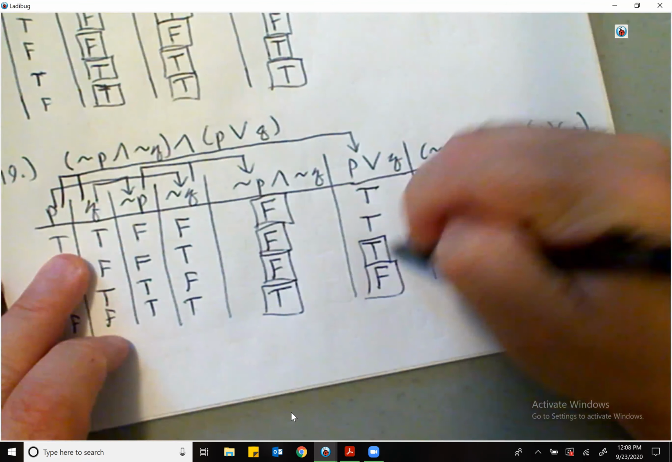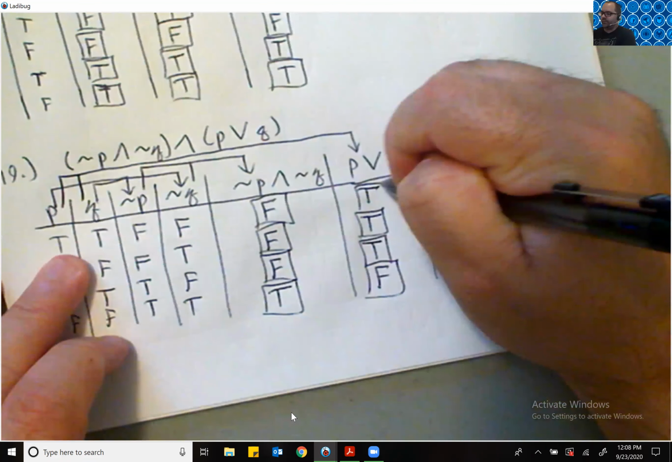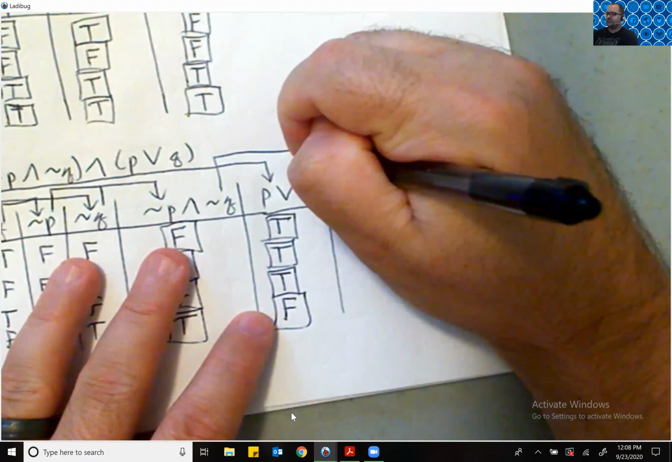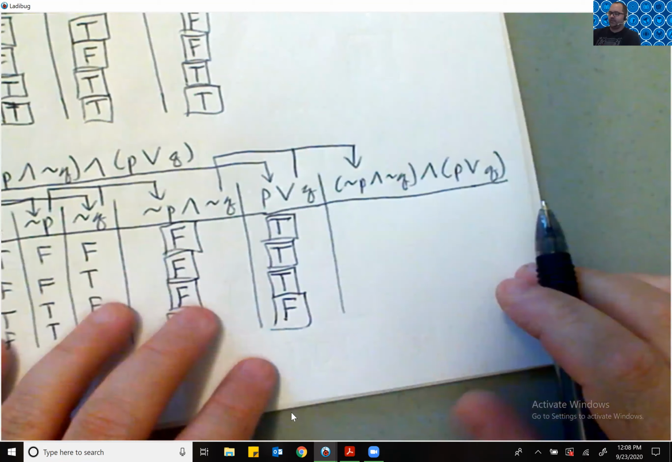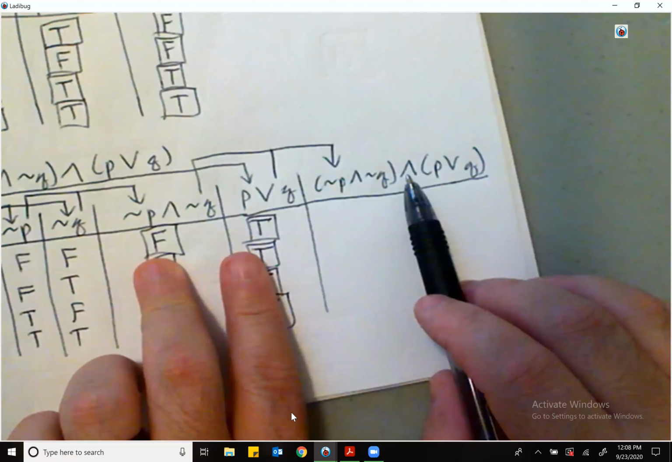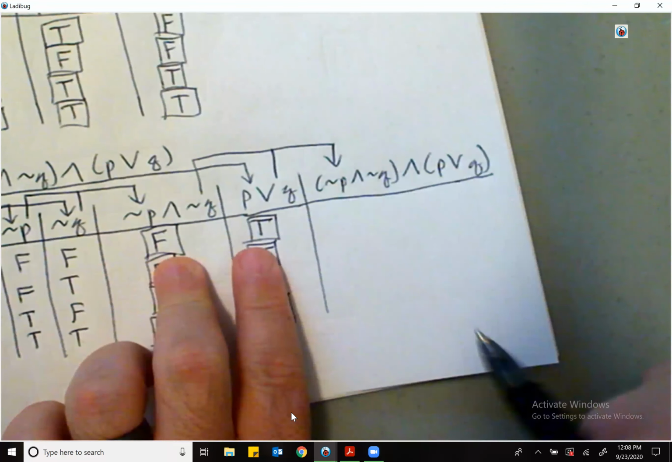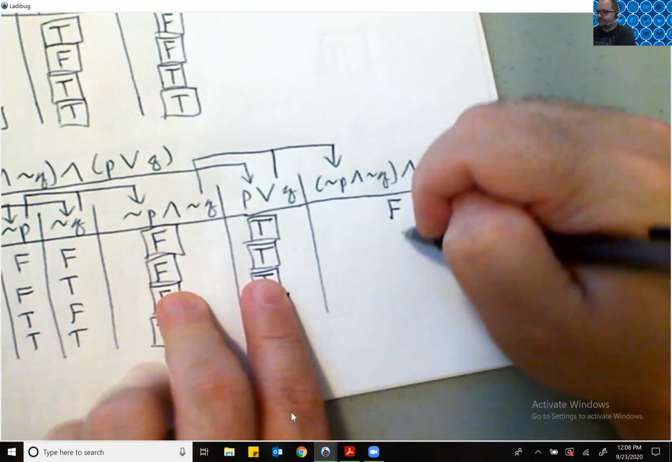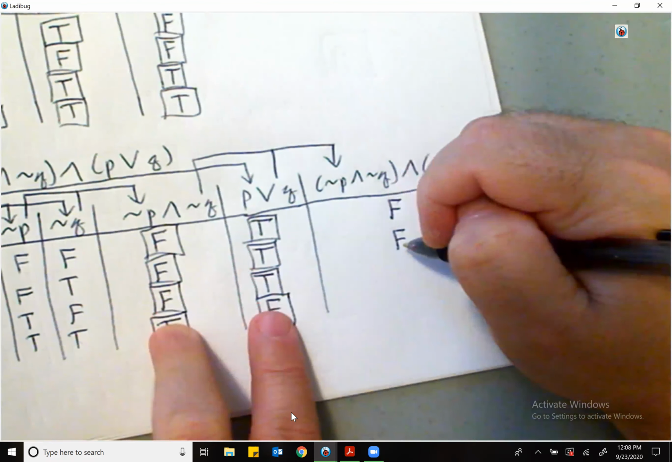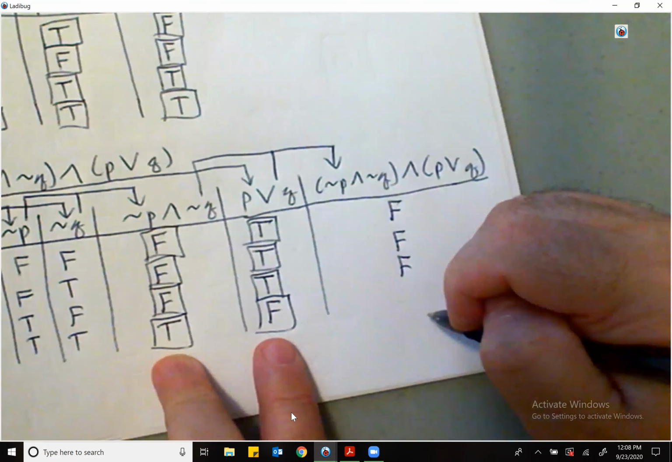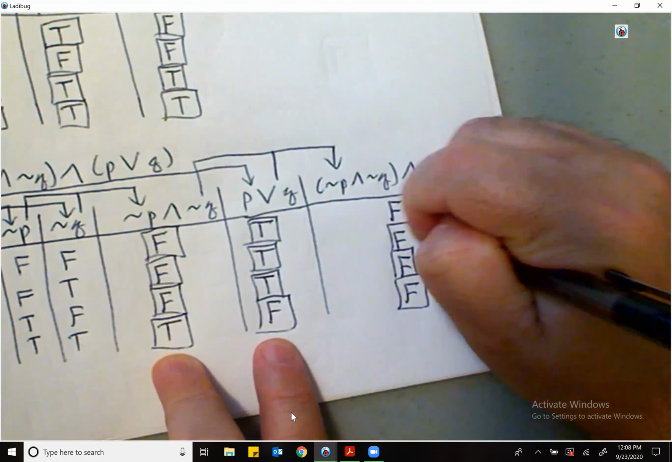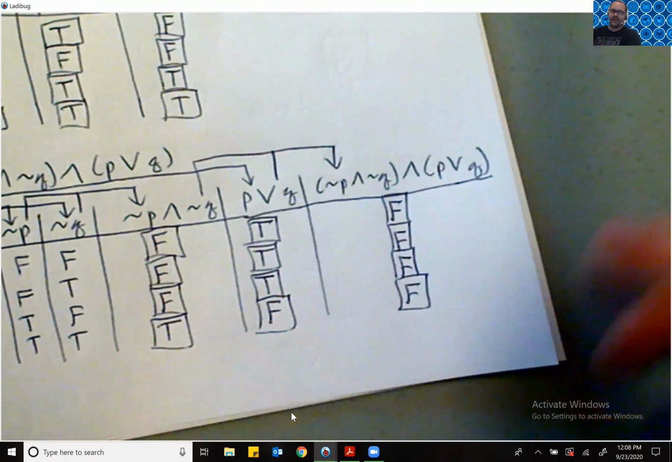All right. So we'll use the two columns we just made to help us out. So again, it's another and. And you know that ands are only true when both are true. So false, true would be false. False, true, also false. False, true, false. True, false, false. Okay. So there's all the answers.